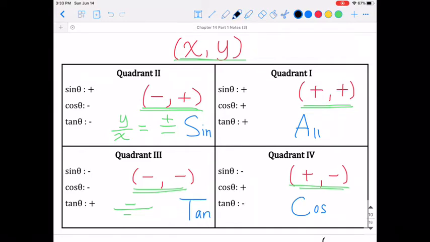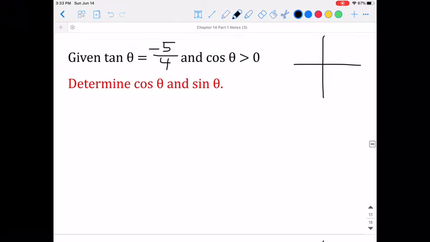Okay, so now we're just going to jump right in with some different problems. So we're given that tangent of theta is equal to negative 5 over 4, and that cosine of theta is greater than 0. And with this information, we're going to determine cosine of theta and sine of theta. So first, let's take it one step at a time, and the first thing we have to do is figure out which quadrant we're in. So we know that our cosine of theta is greater than 0. So the quadrants where cosine is greater than 0 are quadrants 1 and 4. That's where our cosine is positive.